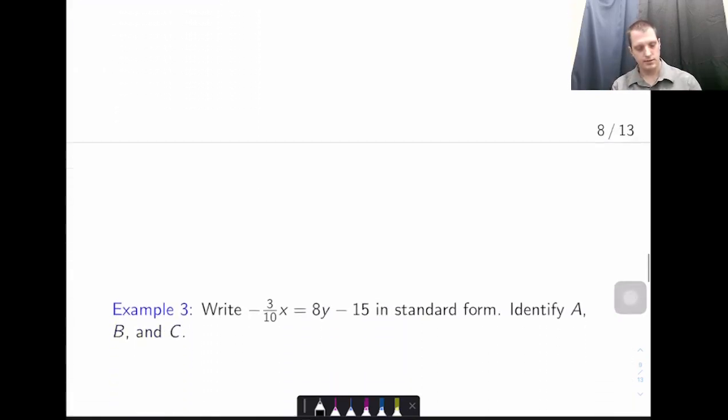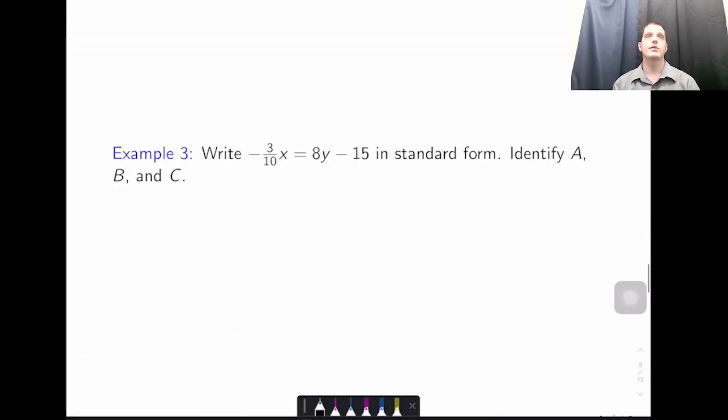All right, let's do this. Example 3. Write -3/10 x equals 8y minus 15 in standard form. Well, let's write down the problem first. -3/10 x equals 8y minus 15.